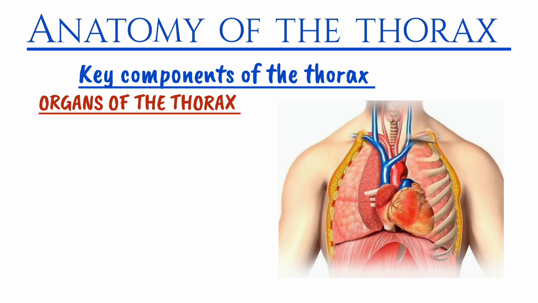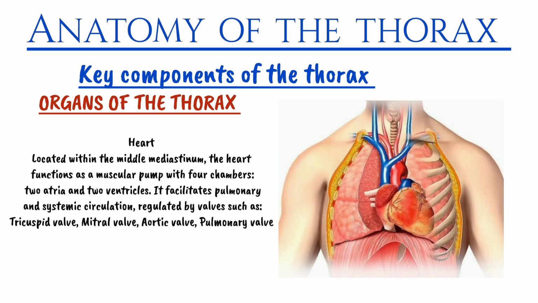Number one is the heart. The heart is located within the middle of the mediastinum. The heart functions as a muscular pump with 4 chambers. It has 2 atria and 2 ventricles. It facilitates pulmonary and systemic circulation, and this is regulated by the valves such as the tricuspid valve, the mitral valve, the aortic valve, and the pulmonary valve. The heart's automatic control system is governed by the sinoatrial node, the atrioventricular node, and the conducting system.